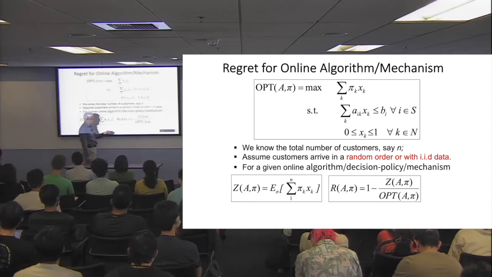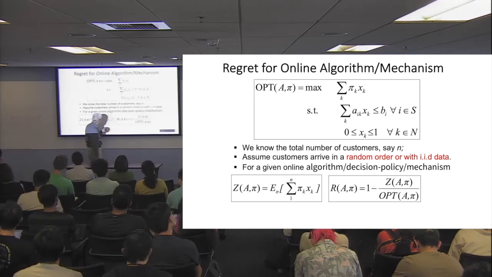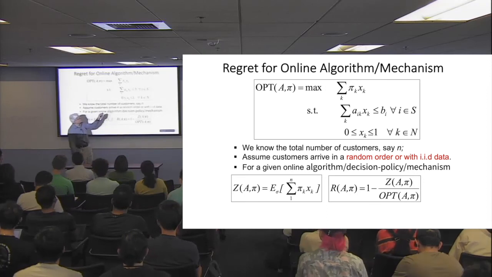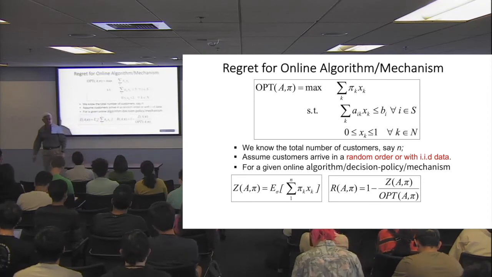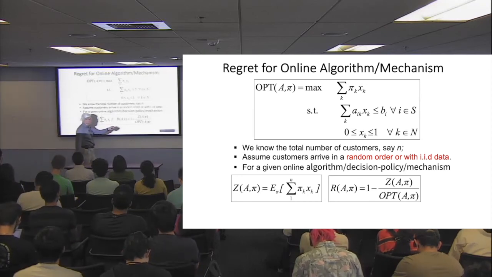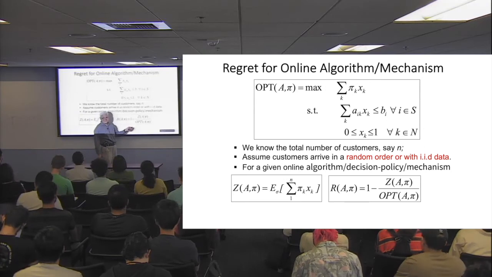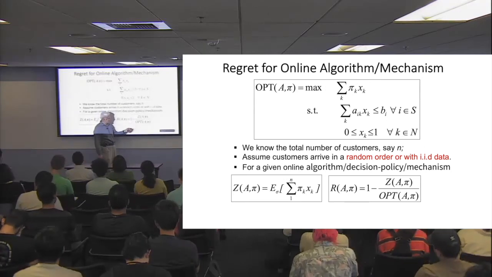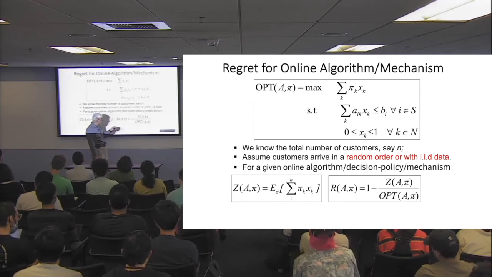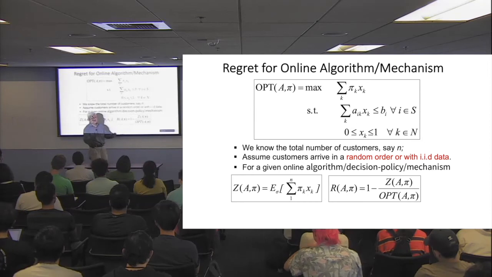The regret is 1 minus the expected online revenue divided by the optimal offline revenue. Typically, people call this the revenue ratio. As I said, this one should always be less than this one, right? So this number should always be less than that. So if this equals zero, that means z equals this. That's the best possible you can hope for.